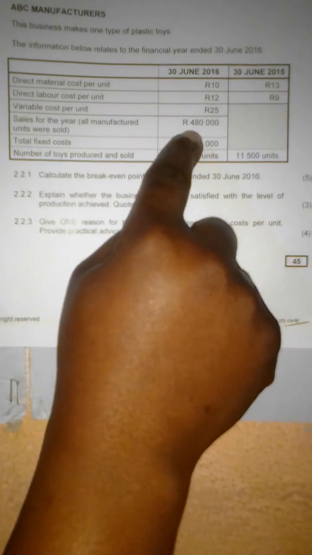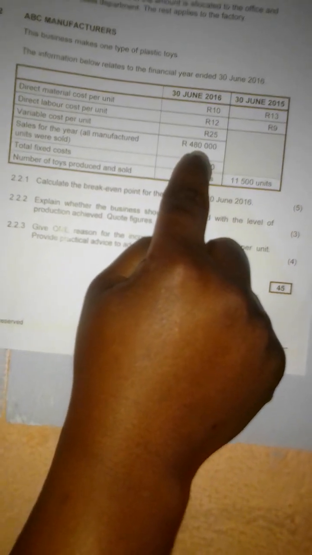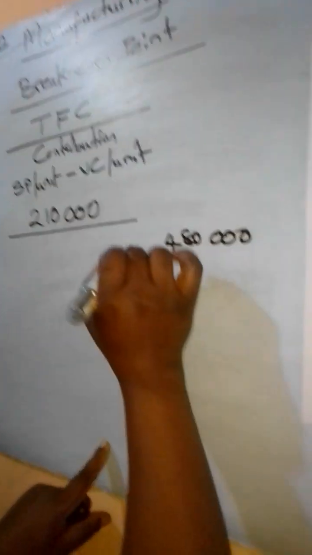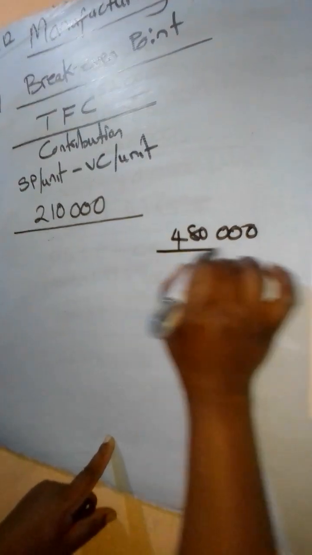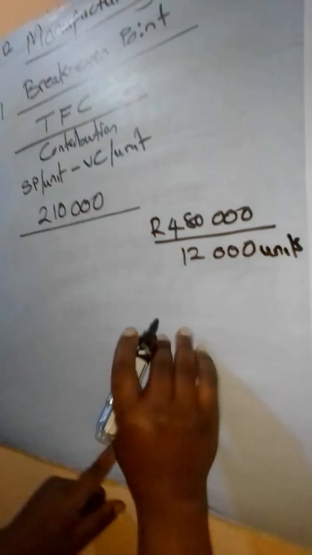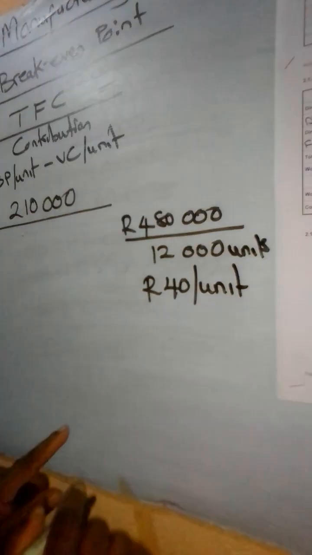Okay, sales for the year, all manufactured units were sold. So there are 480,000 rand for sales, is it? But we need the selling price per unit. So we quickly do a calculation here. 480,000, these are sales. Total sales divided by the number of units that were produced. The number of toys produced and sold is 12,000. So we divide 480,000 rand by 12,000 units. When we divide, we get 40 rand per unit. So this is our selling price per unit.